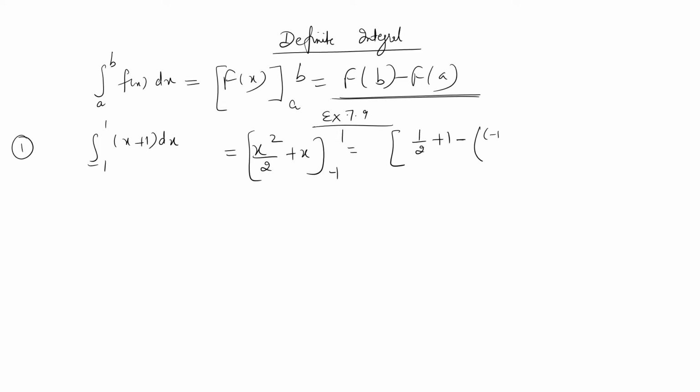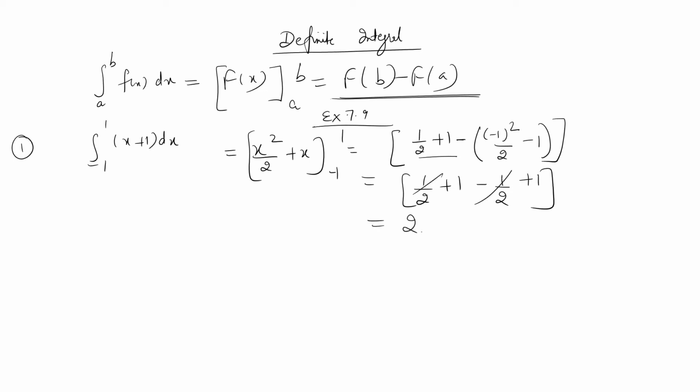The upper limit gives 1 by 2 plus 1, right? Now you have to put the lower limit. So it is minus, minus 1 square upon 2 and then minus 1. I'm putting the upper limit first and then the lower limit so that you are careful with the negative signs, and be careful with the bracket also. So half plus 1 turns out to be 3 by 2, and then it turns out to be plus 1, so it is 2 itself. So this is the required answer.